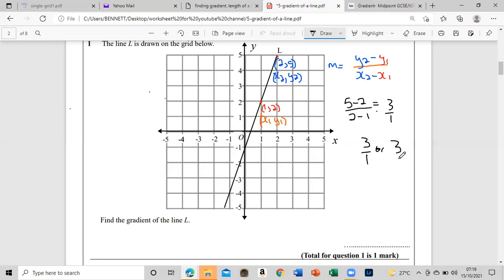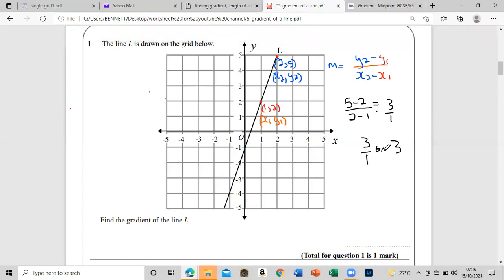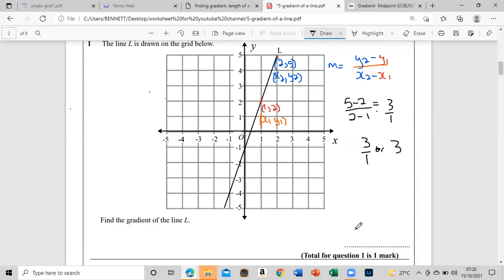So what it means is, for every 1 x we go across, we go up by 3. See there? 1, 1, 2, 3. 1, 1, 2, 3. And it's going to follow that little pattern there, all right? So the gradient, it's only one mark, is 3 over 1 or 3. Let's go on to the second one.